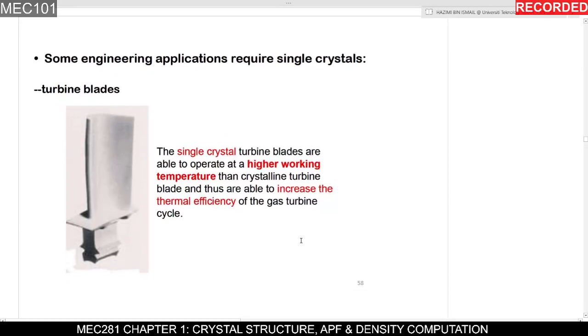So why do we have to learn about the crystalline structures of solids? Because sometimes the material that we need is for specific applications, such as the turbine blades here. Single crystal turbine blades are able to operate at a higher working temperature than polycrystalline turbine blades. You see here the properties of the single crystal are much more beneficial to the application compared to the polycrystalline.